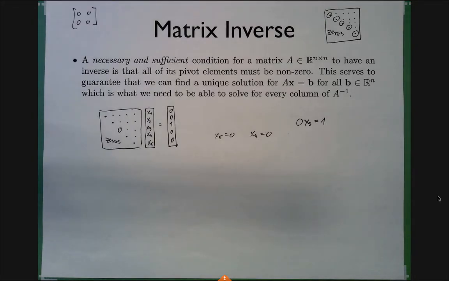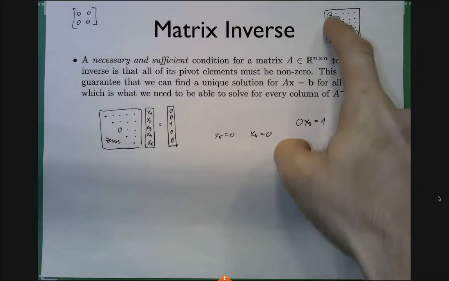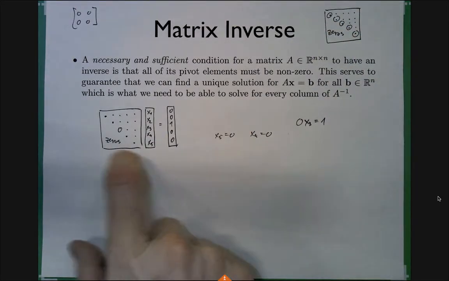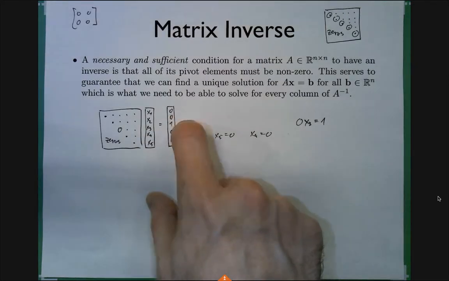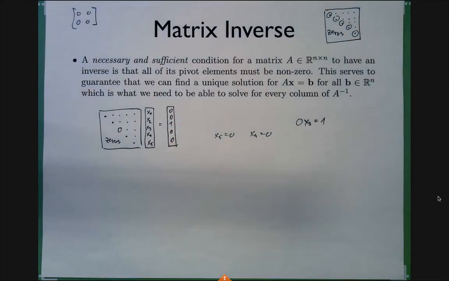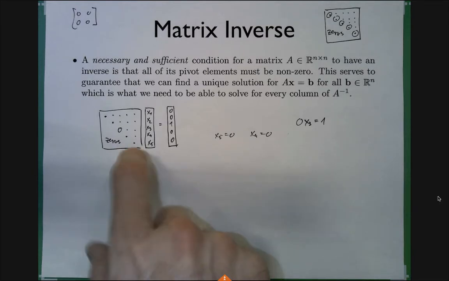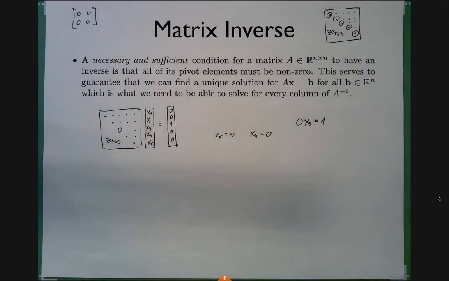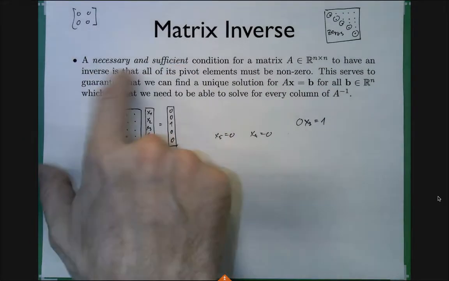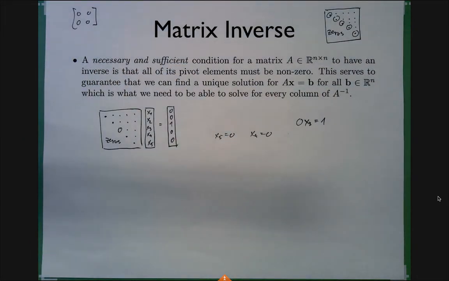Same way, if you flip the argument, you can say if all the pivots are non-zero, then the back substitution is going to succeed. So for every standard basis vector, the back substitution is going to succeed, and I can compute the column, and I can get the inverse. So this is if and only if. That's what I mean by necessary and sufficient condition. So that's one way we can detect that the matrix is invertible.